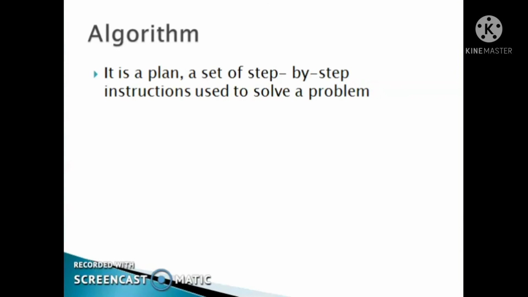They are also called algorithms. An algorithm is a plan, a set of step-by-step instructions used to solve a problem. Writing an algorithm requires extensive planning for it to work correctly.